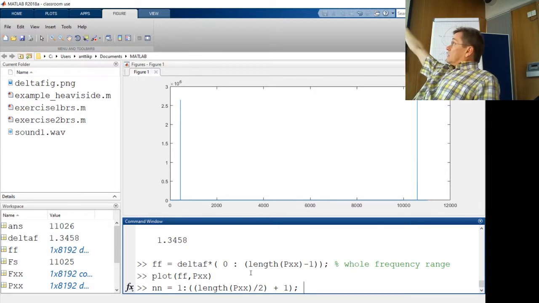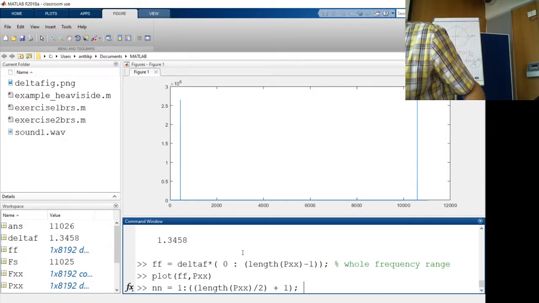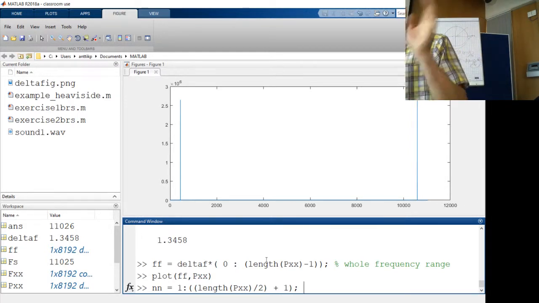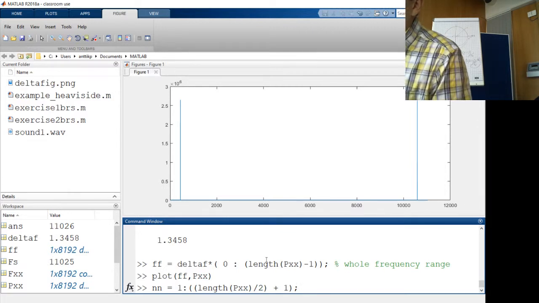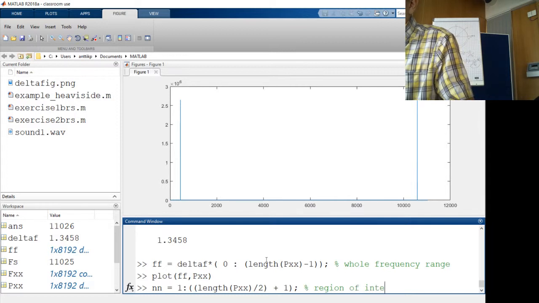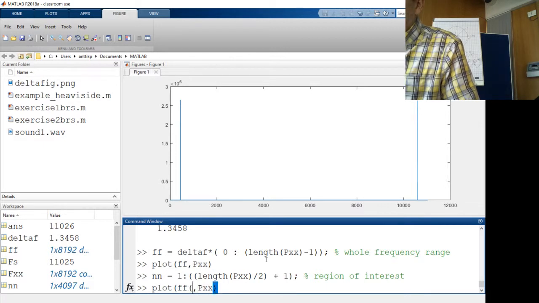And I also want to have the exact fs over 2 there. Exactly the fs over 2 frequency also marked. So the last point is actually showing the power of the spectrum at highest possible frequency. Okay, so that's the full region of interest for us. And we can plot it again. Let's plot fnn, pxnn.